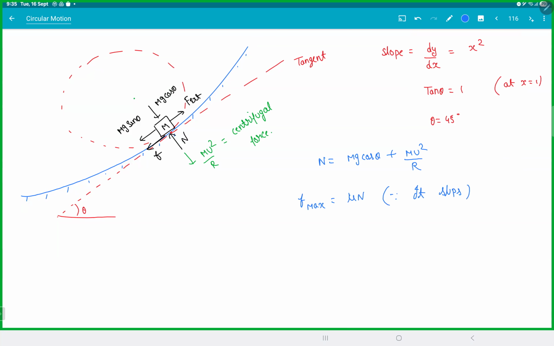So far, great. So if you look at the problem here, the issue is, I know everything except R. So this is mu mg cos theta plus mv square by r. Now, if you don't know that radius of curvature formula, you will not get this problem. So what is this radius of curvature? R is 1 plus dy by dx whole square, whole power 3 by 2, divided by the double derivative.